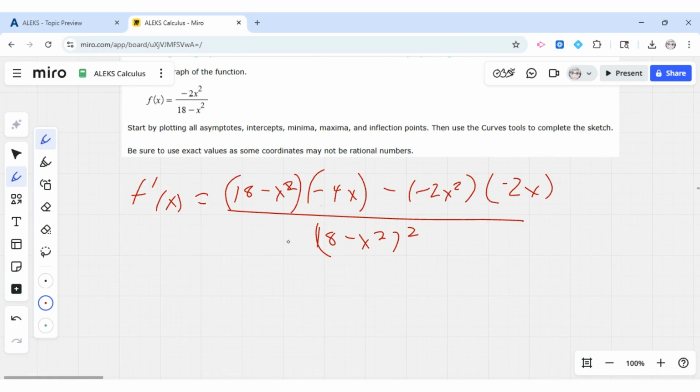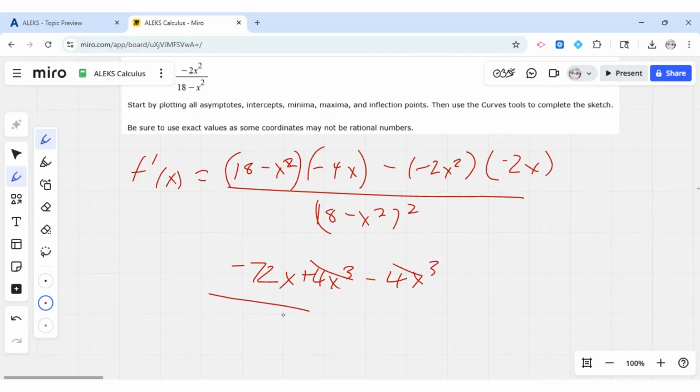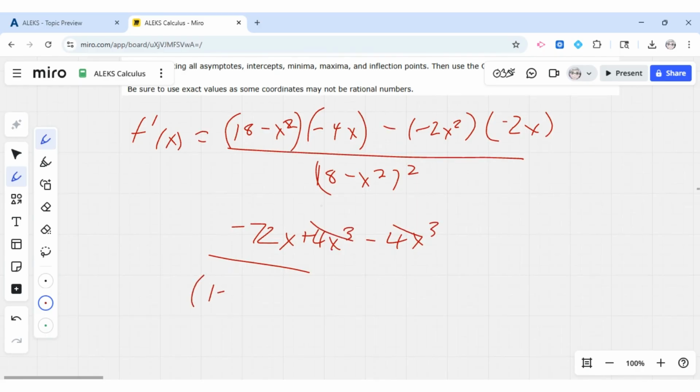Yeah, so when you put in negative 4 times 18, you're going to get negative 72x, and then we're going to get a plus 4x cubed, and then here we get minus 4x cubed, so those parts go away. Actually, that's pretty nice. This is more simple than I thought it would be. 18 minus x squared squared. So this is our first derivative.